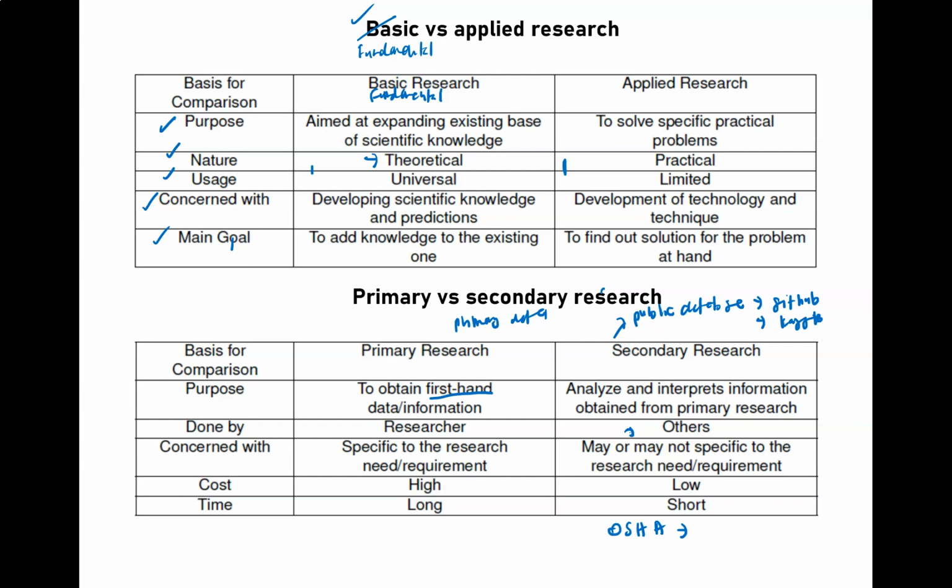And it may or may not be specific to the research requirement, and the cost is low and the time obviously is short. You can just download it. However, the disadvantage of secondary data is you are relying on the data that people have put. So if you want something that is so specific to your application, it may not be available, because you have to follow whatever people have uploaded first. So if you want something that is so specific, perhaps the secondary data is not available, and you have to do it on your own, collect it and do primary research in this context. Okay.